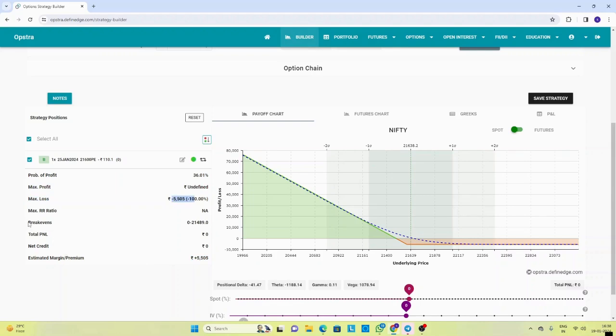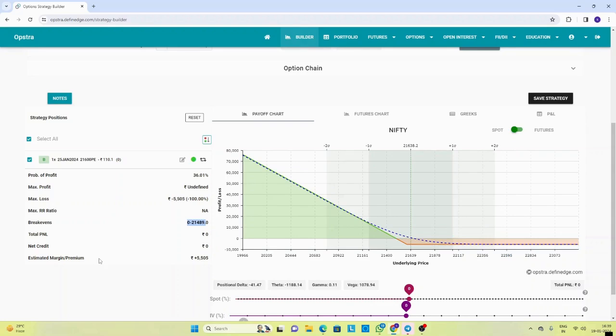Now the important point is the break even. For a put option, the formula is strike price minus the premium, correct? So 21,600 minus 110, which is 21,489. Which means if Nifty closes exactly at 21,489 on the day of expiry, it will generate no profit, no loss. If it closes anywhere below 21,489 on the day of expiry, it will generate unlimited profit. And if it closes anywhere above 21,489 on the day of expiry, it will generate the maximum loss. Hope this is very clear.